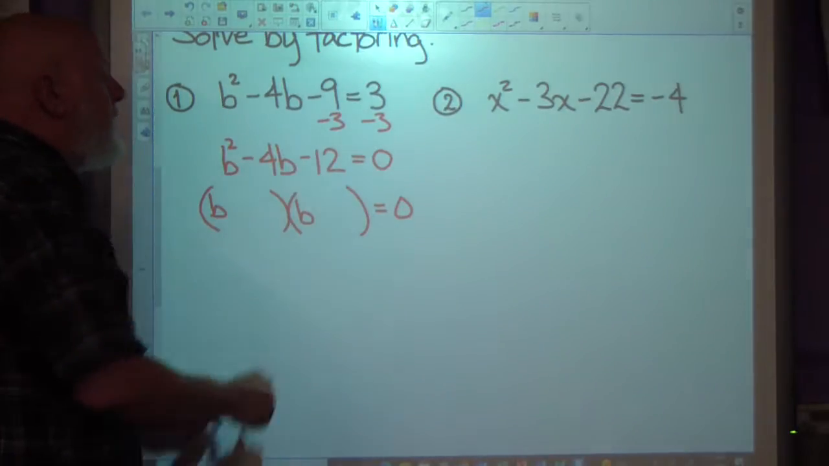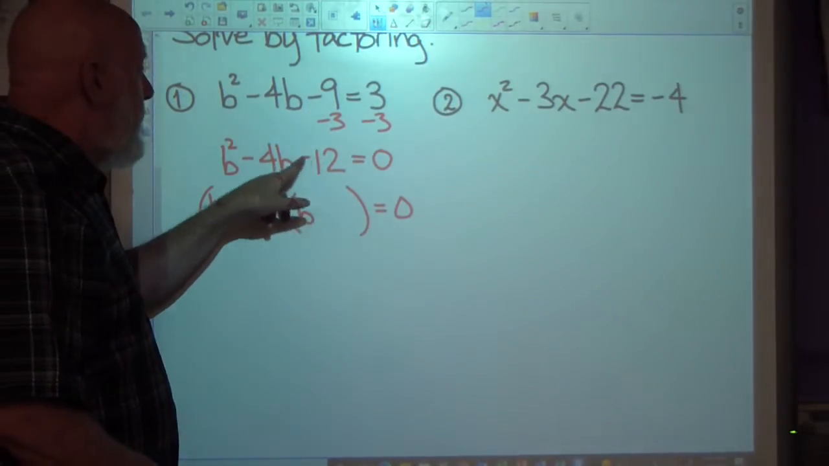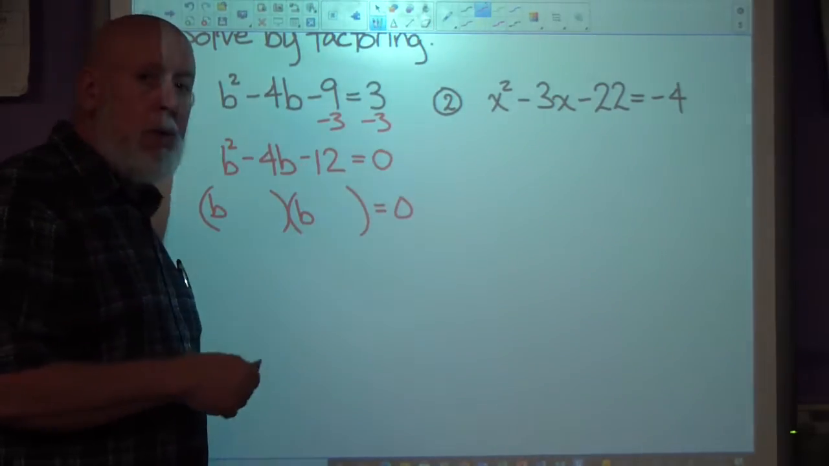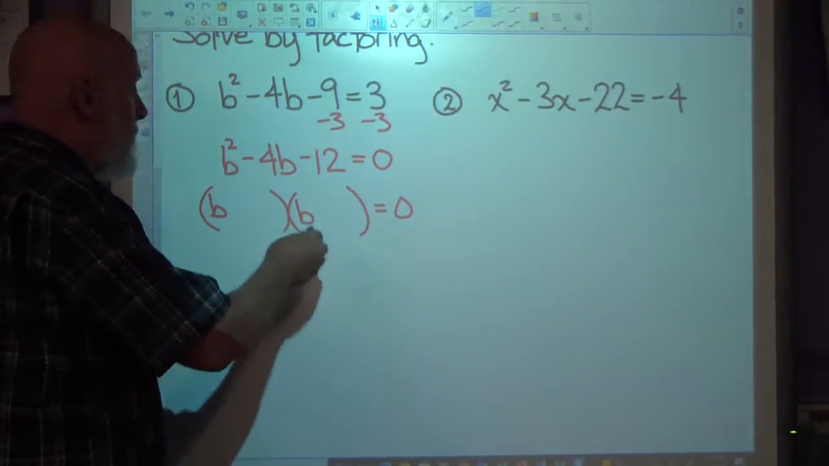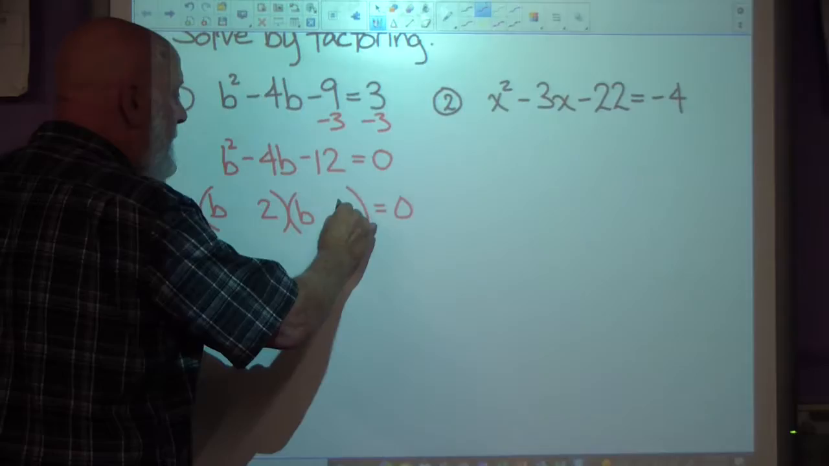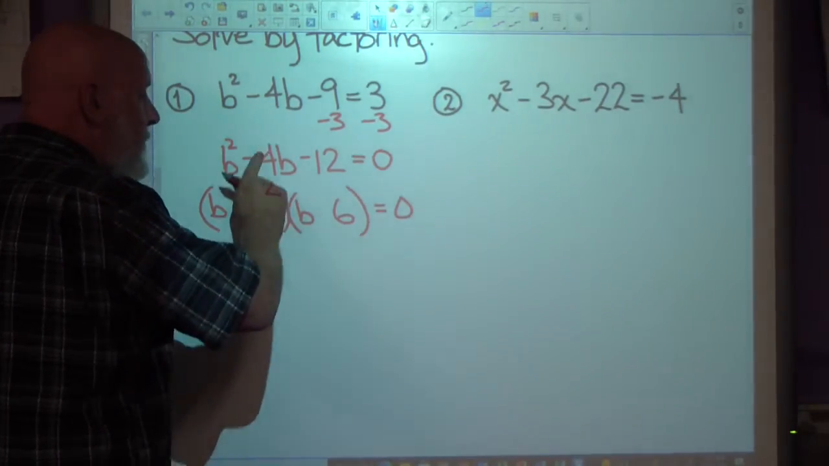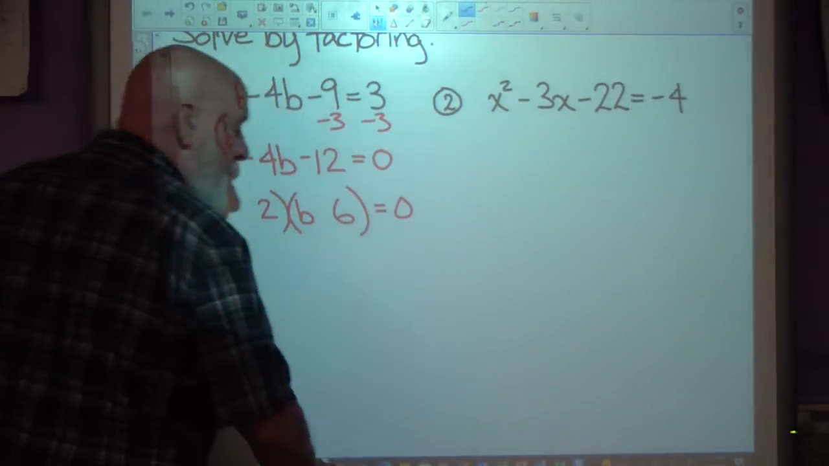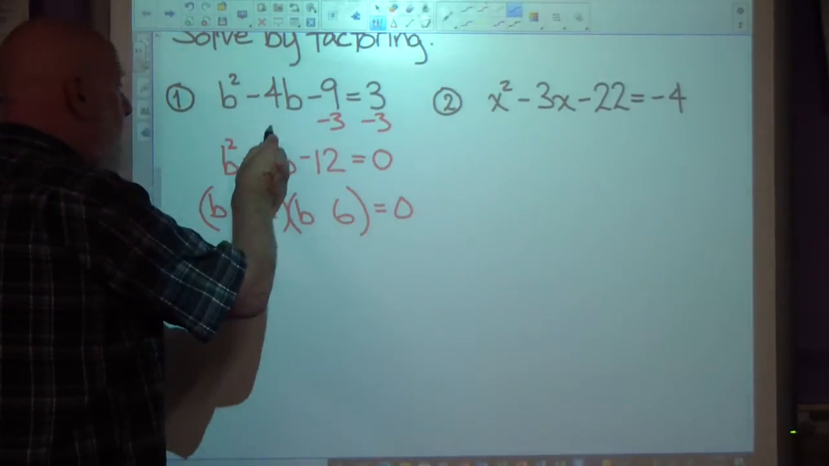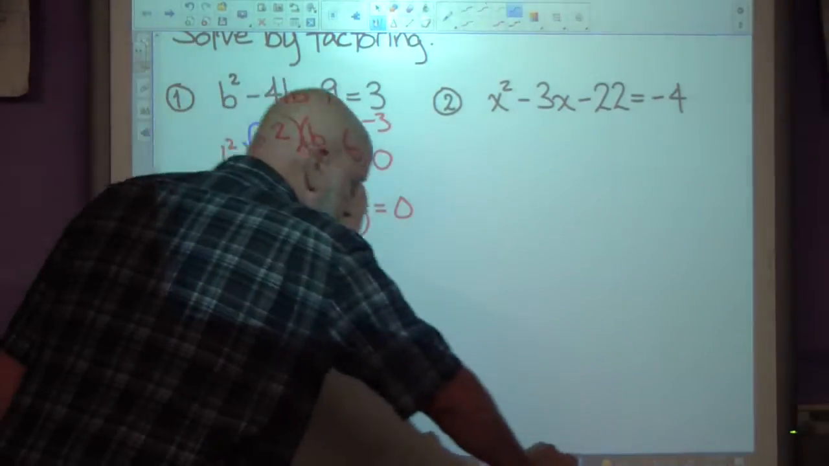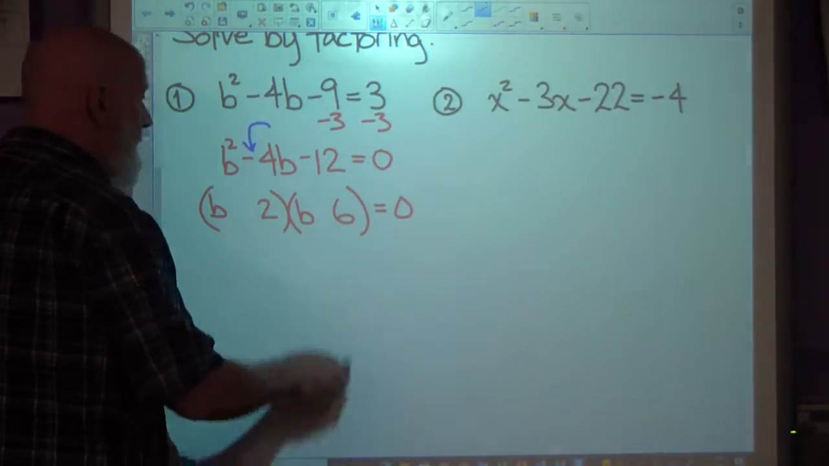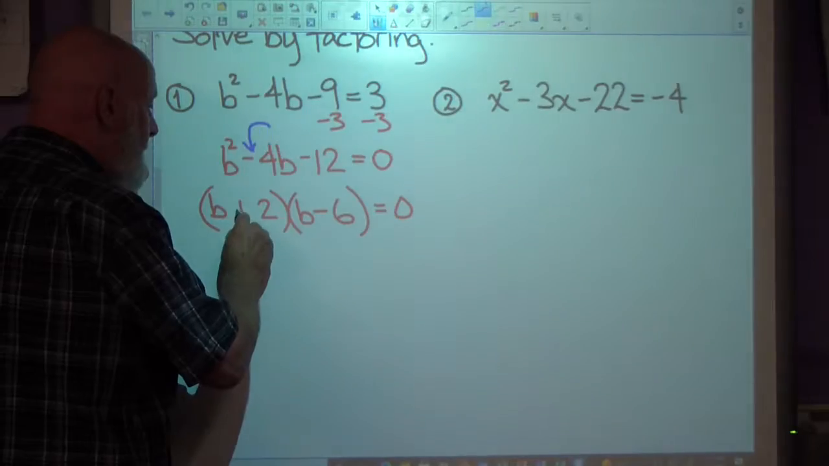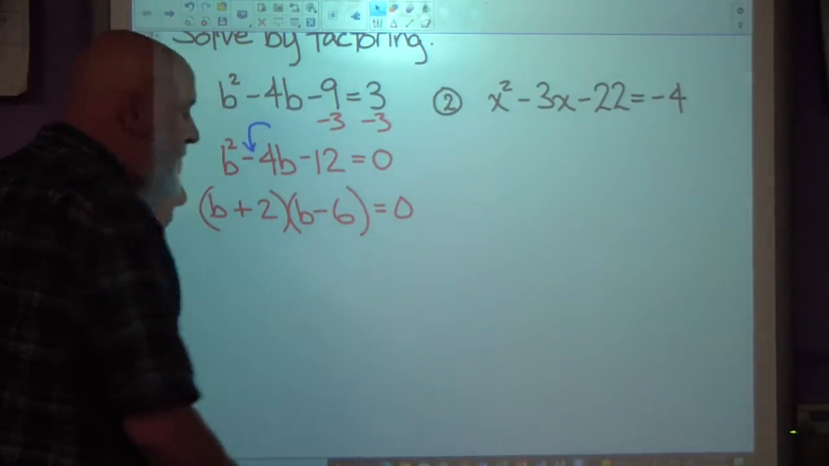I'm looking for factors of 12 that will add up to or subtract to give me a 4. And 2 and 6 will work. 2 times 6 is 12. And 6 minus 2 is 4. It doesn't matter where I put the 2 and the 6. What matters is that they have to add together to give me negative 4. So I say, in order for that to happen, 6 has got to be negative and 2 has got to be positive. Now I'm ready to employ the zero product property.